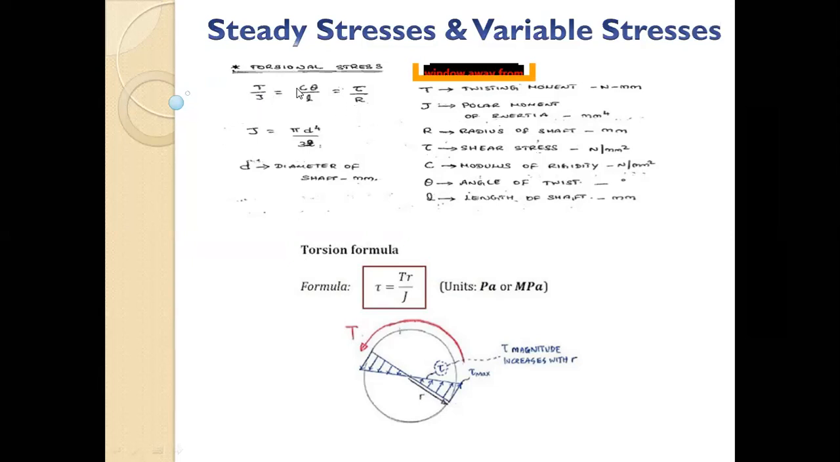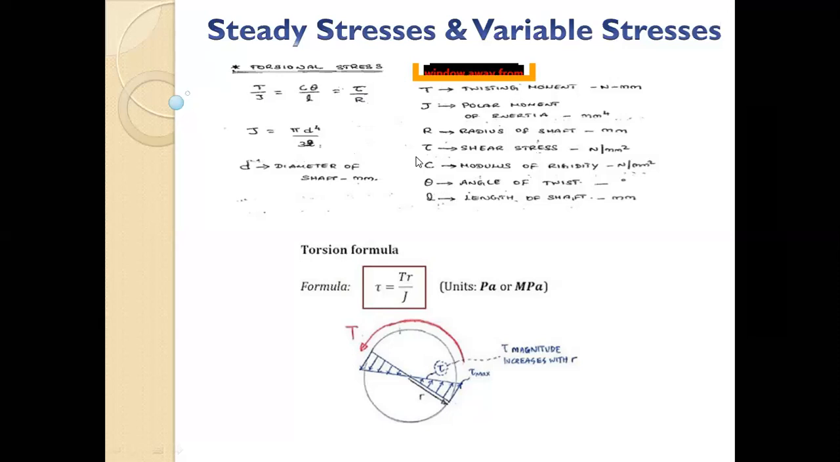In the bending equation, M upon I is equal to sigma b upon y, sigma b is bending stress. Here we will have shear stress, because because of twisting it will fail because of shear. And there was y, here it will be R. R means distance from the center, because at the center there will be no stress, and the topmost fiber will have maximum stress. So capital R means stress will be maximum at the edge, or at the outermost diameter. So it is the same equation. M upon I is equal to sigma b upon y. T upon J is equal to tau upon R.